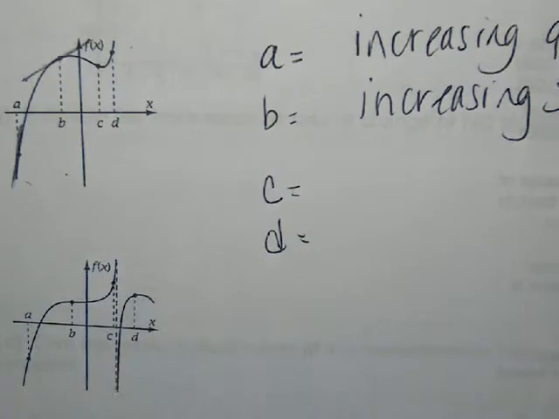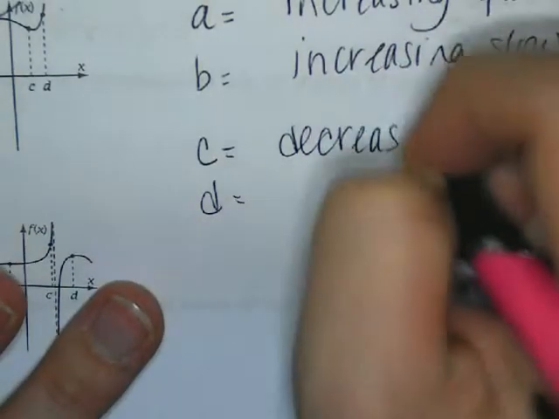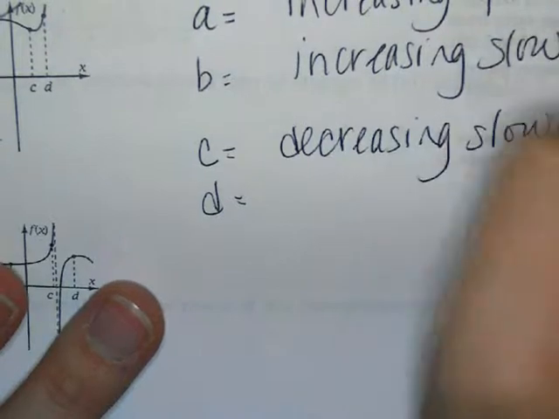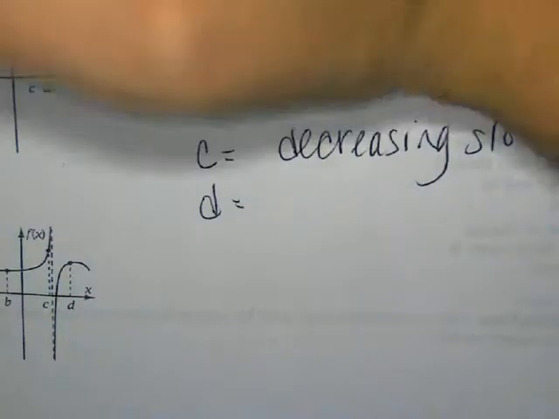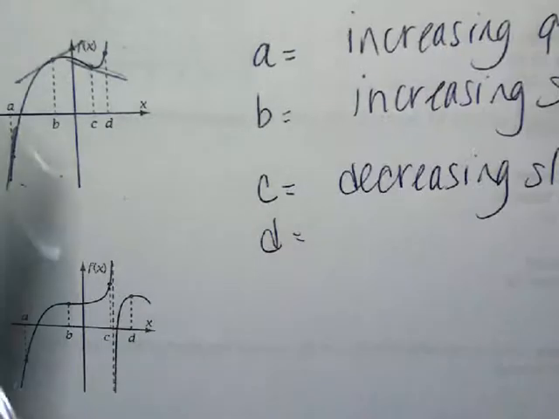Let's go with Zach. What did you say for C? Decreasing slowly. Decreasing slowly. Good. And if you drew in your tangent line there, it would look something like that. A shallow line there.